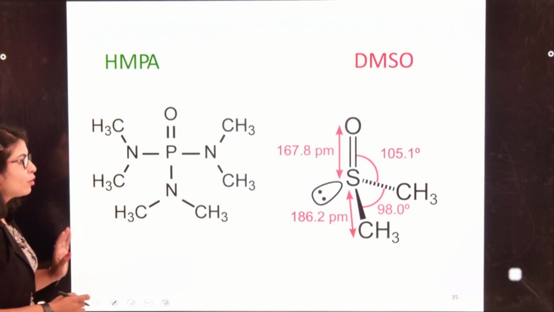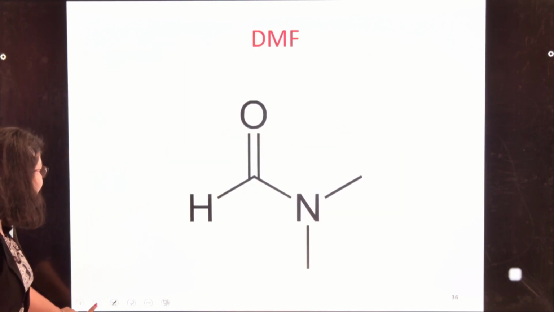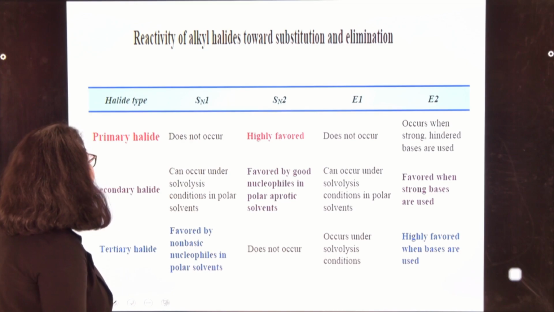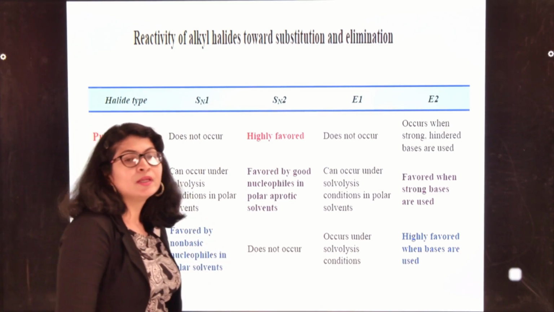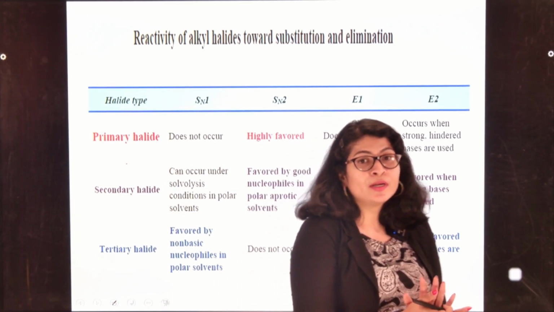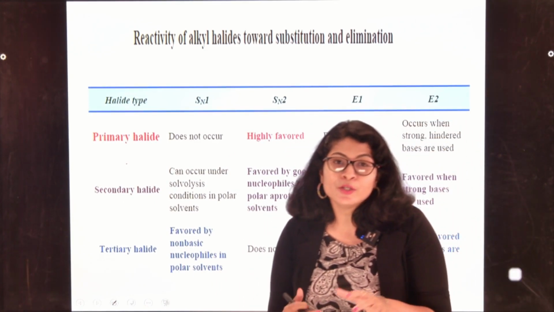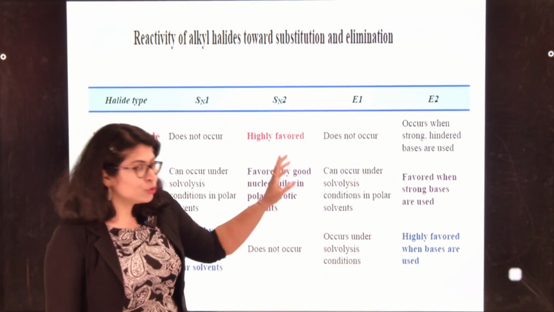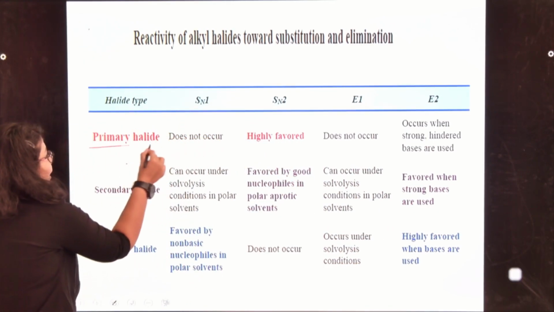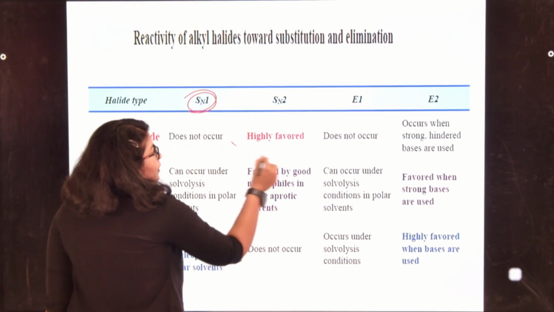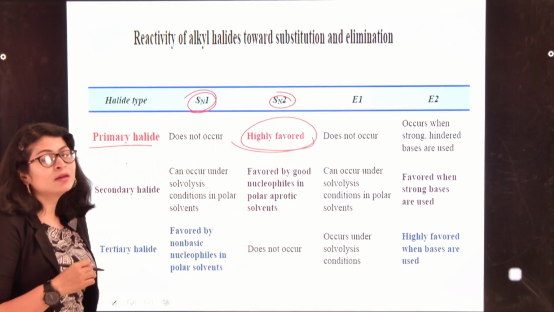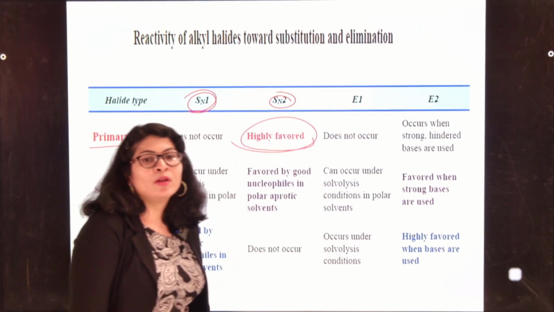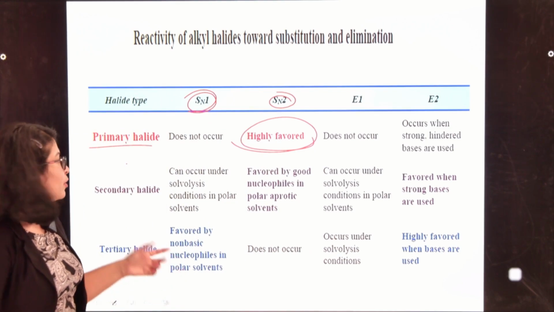These are some examples of polar solvents: DMF, HMPA, which we discussed in the previous slides. Then, reactivity of alkyl halides: if I look at primary, it predominantly shows SN2 over SN1. We will not be taking up E1 and E2 for now, just SN1 and SN2. In a primary halide, SN1 does not occur because SN2 is highly favored, as the alpha carbon is available for the nucleophile to attack easily. Therefore, it will undergo mostly the SN2 mechanism, and SN1 is not evident here.